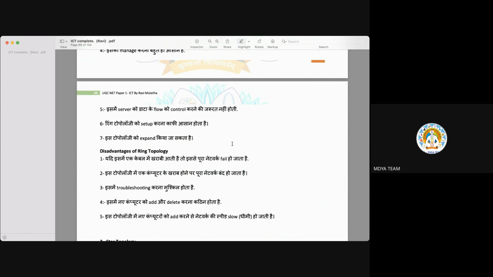And the setup cost is also very less, and it is easier to set up such type of topology. And you can increase the number of computers which are connected in a ring. You can add more computers in this topology also.